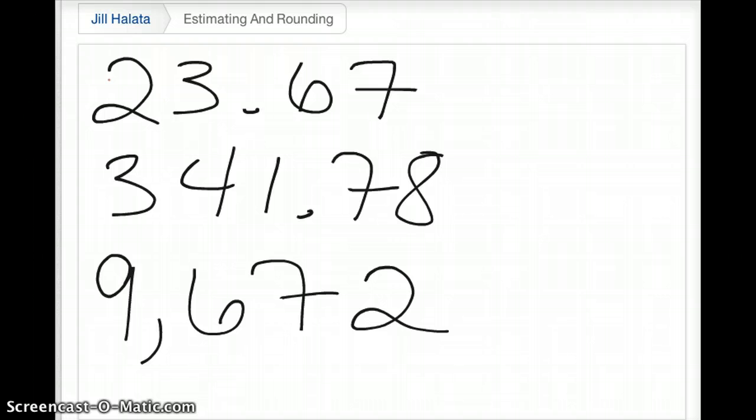Okay? So this is how we do rounding and estimating, and then we'll get to compatible numbers. Rounding is a little bit different, and we'll talk about that next time.